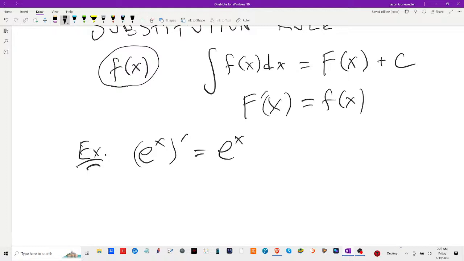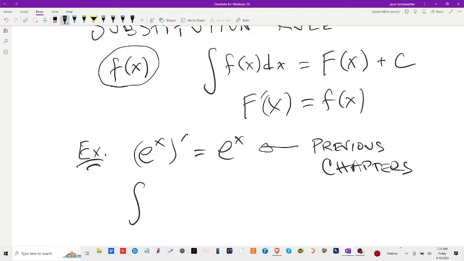Since we know this from previous chapters when you were studying the derivative, now we're switching over to the antiderivative. The integral of e to the x dx is looking for the thing whose derivative gets you back to e to the x. So that would be e to the x.